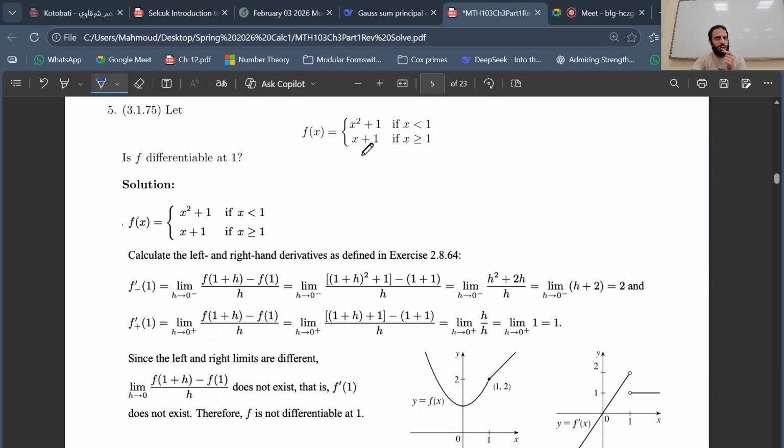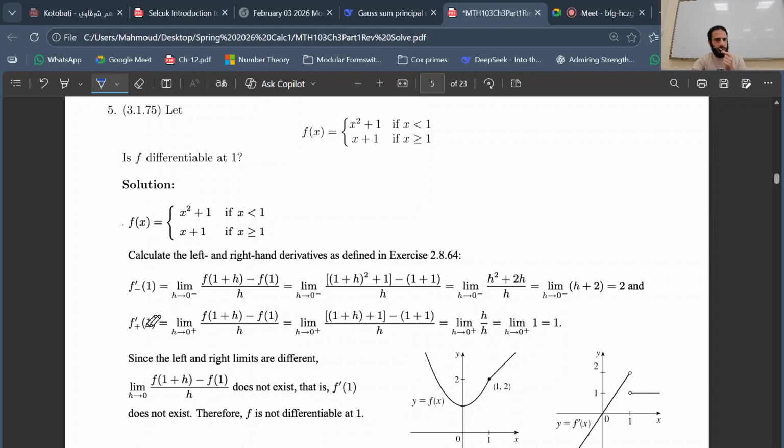Which rule will we use? The one with the equality, right? Which is x greater than or equal to 1. So here, 1 plus 1 over h. Then h squared plus 2h when you simplify. Here you have 1 plus 2h plus h squared plus 1 minus 2. You will be left with h squared plus 2h over h. You will get the limit of h plus 2 as h goes to 0 from the left, which equals 2.